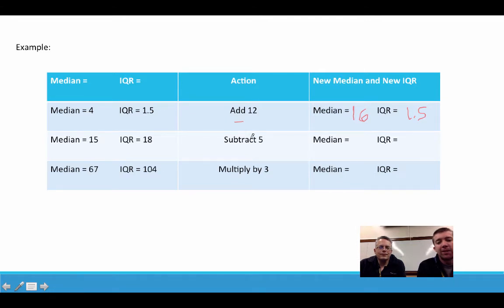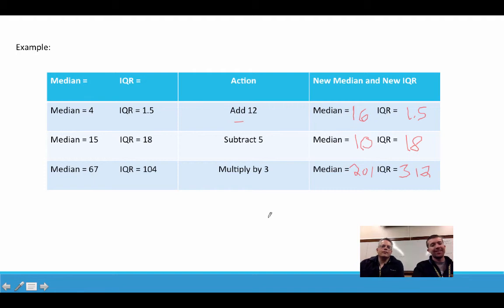Median 15, subtract 5. New median, 10. IQR 18, subtract 5. Our spread does not change. We are left with 18. All right, median 67, we're going to multiply that by 3. That would be 201. I was off by 10. Mental math took a break today. IQR 104, multiply that by 3, should be 312. Because now our data did spread out, just like Mr. Miller is telling us.